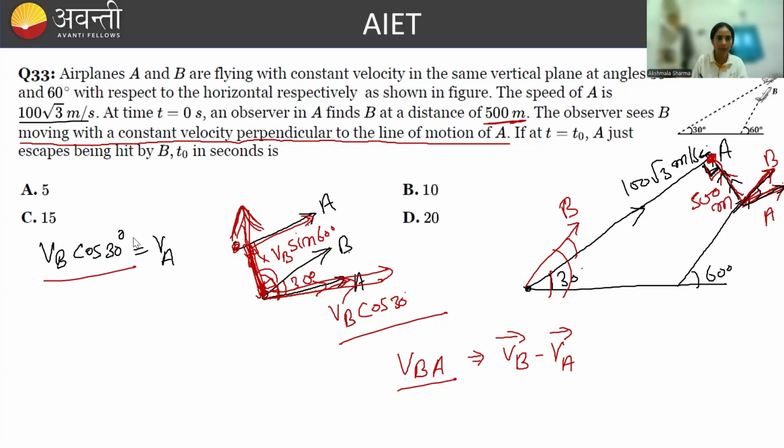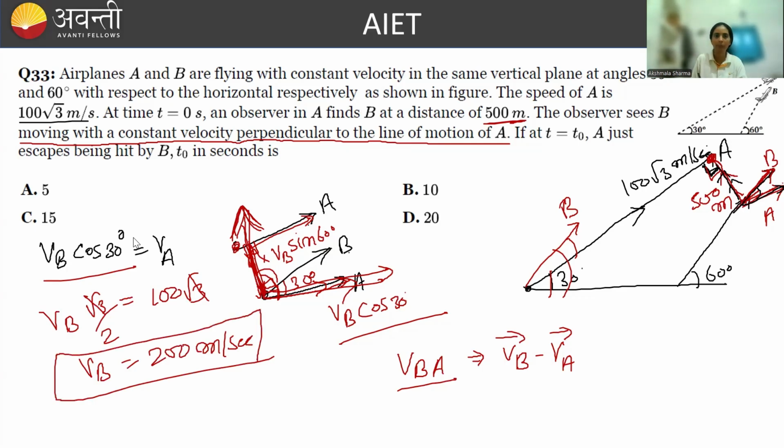Let's now solve the question. So VB is given. What is given here? The speed of A is given. That is 100 root 3. So this is 100 root 3. Cos 30 will be root 3 by 2, and this is VB. So this is root 3. VB is equal to how much? 200 meters per second. This is your VB.